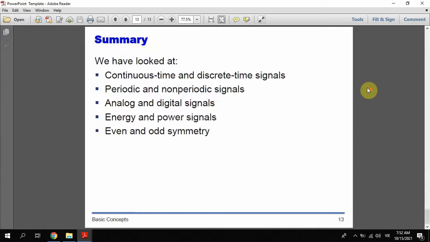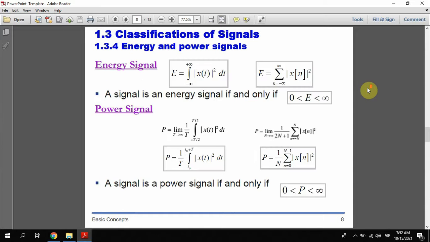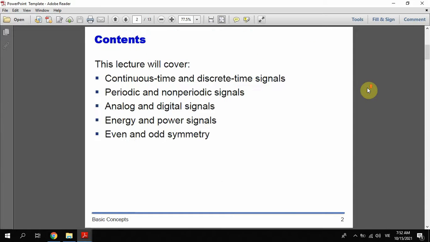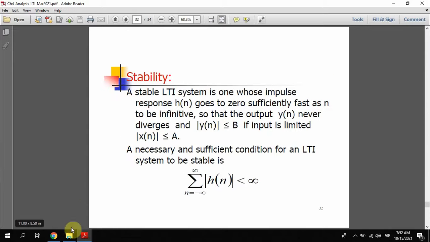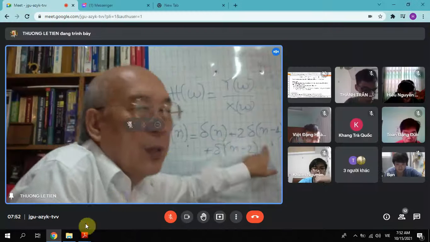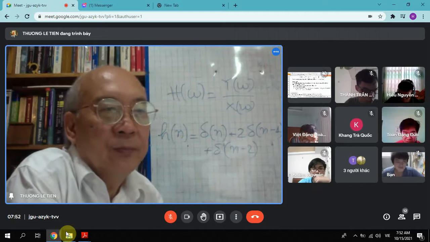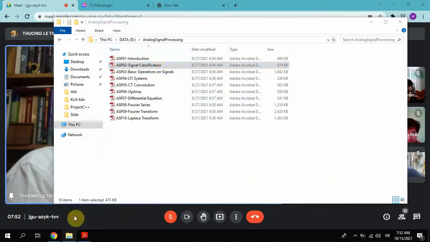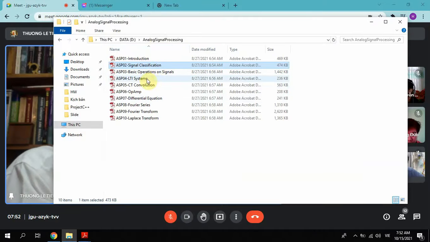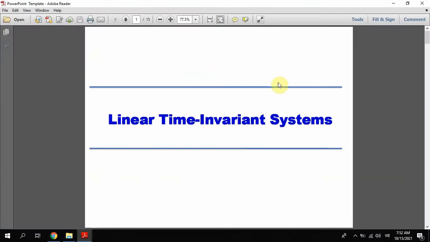Okay, so based on the IO relation, we can directly write down xn equal to delta n plus 2 delta n minus 1 plus delta n minus 2. Easy, huh? Very comfortable.